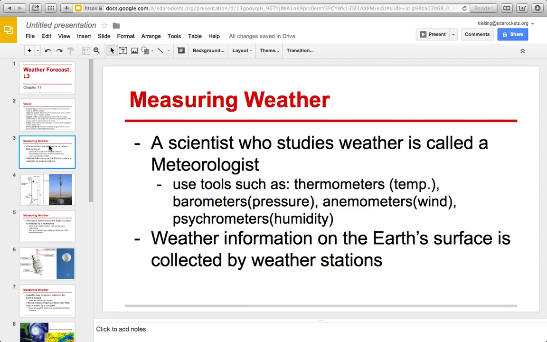So, measuring weather. A scientist who studies the weather is called a meteorologist. They use tools such as a thermometer, which measures temperature, a barometer, which measures pressure, an anemometer, which measures wind, and psychrometers, which measure humidity.